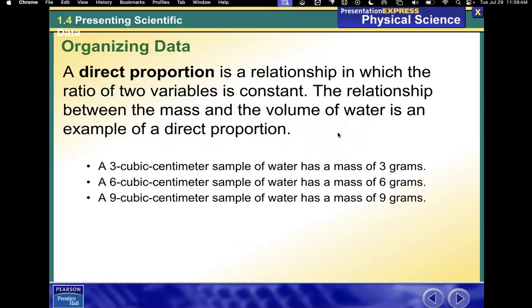A direct proportion is a relationship in which the ratio of two variables is constant. The relationship between the mass and volume of water is an example of a direct proportion. A 3 cubic centimeter sample of water has a mass of 3 grams. A 6 cubic centimeter sample of water has a mass of 6 grams. A 9 cubic centimeter sample of water has a mass of 9 grams. So this is a direct proportion. These two numbers go up at the same rate.